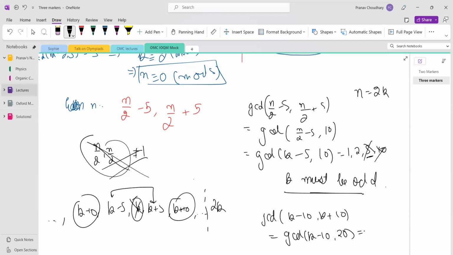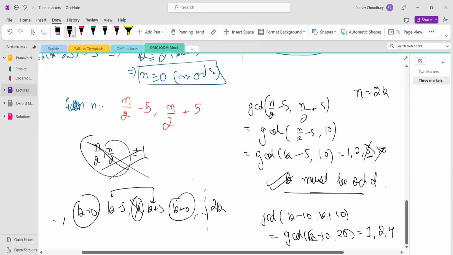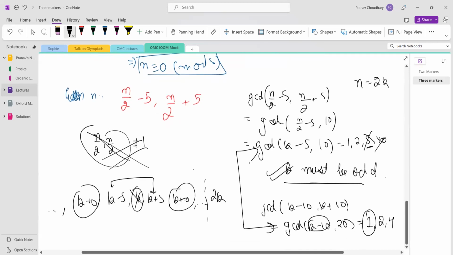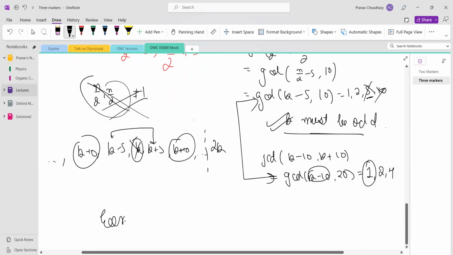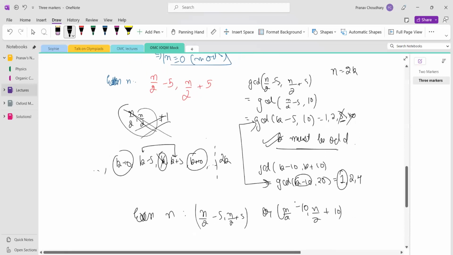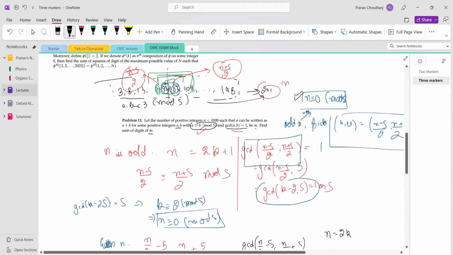So since we are not taking k as 0 mod 5, this GCD can only be 1, 2 or 4. But notice that k must be odd. So for odd k, k minus 10 will be odd. So the GCD will be 1 if this is not 1. So basically, at least one of these two will have GCD 1, which means for even n, either n by 2 minus 5 comma n by 2 plus 5 works, or n by 2 minus 10 comma n by 2 plus 10. One of these two should work. So basically we have characterized all n which would work except n equals 0 mod 5.